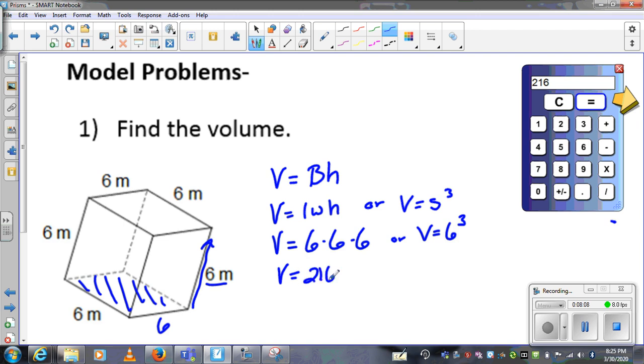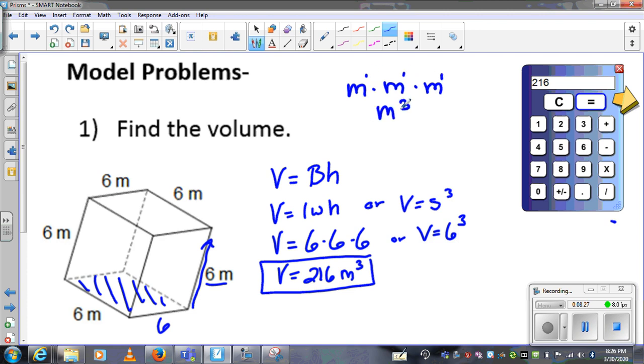Now I just need my units here, and that would be meters. So that would be meters to the third power, because these are cubic units. If you think back to laws of exponents, meters times meters times meters, you would add the exponents. So that's going to give us meters to the third power.